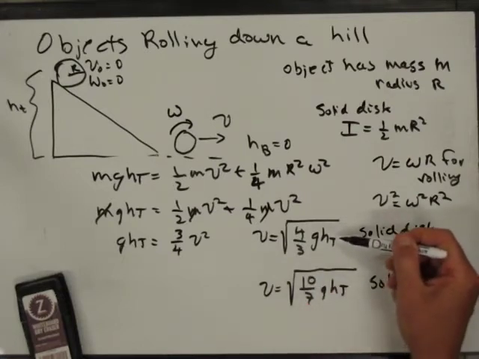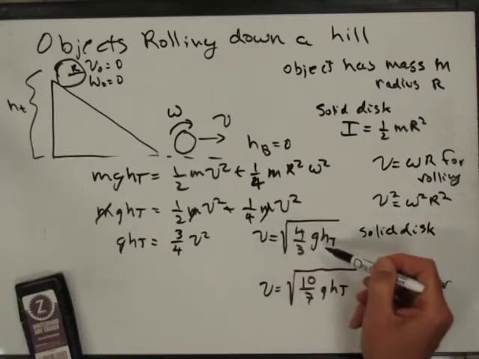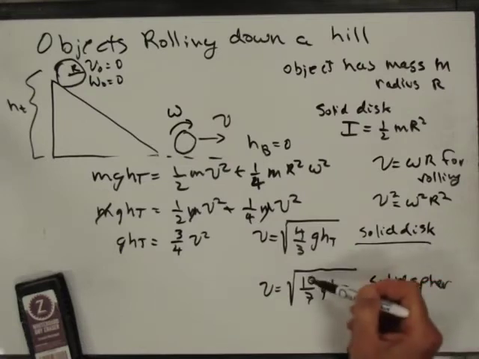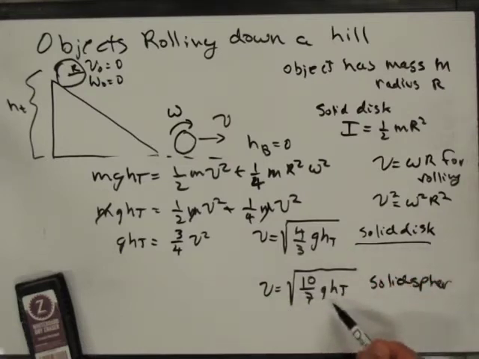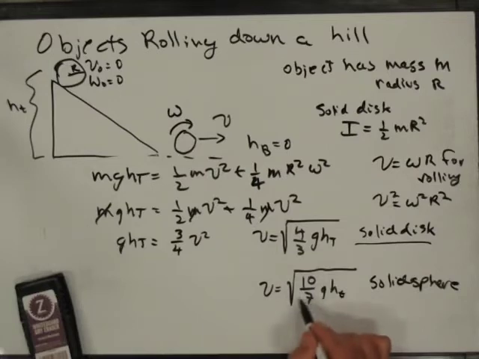Right? The radius of this thing doesn't appear in this equation. The speed of the disk is this, regardless of its mass and its radius. All it has to be is a solid disk. Same thing here. The speed of the solid sphere just depends on the fact that it's a solid sphere, which gives us this 10/7, and the height, not on the radius or the mass. So I'll do a couple of these with numbers in them here.